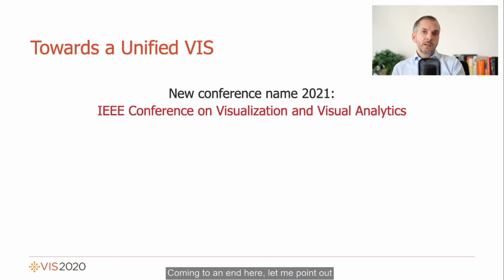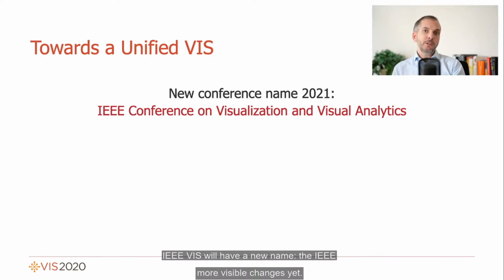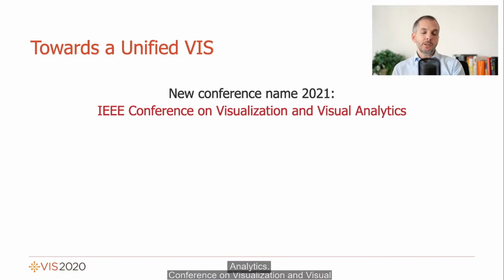Coming to an end here, let me point out that I have not mentioned one of the more visible changes yet. IEEE VIS will have a new name, the IEEE Conference on Visualization and Visual Analytics.